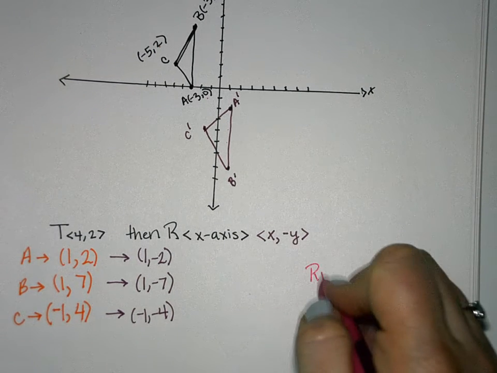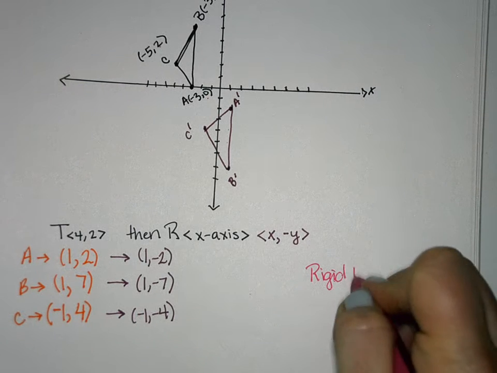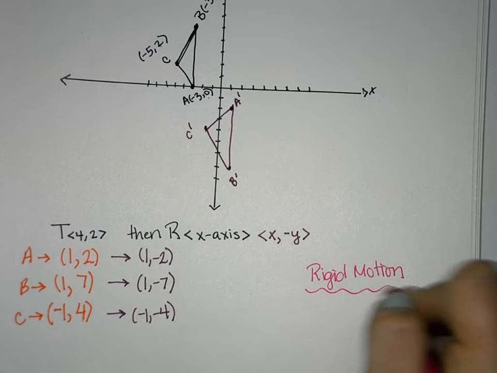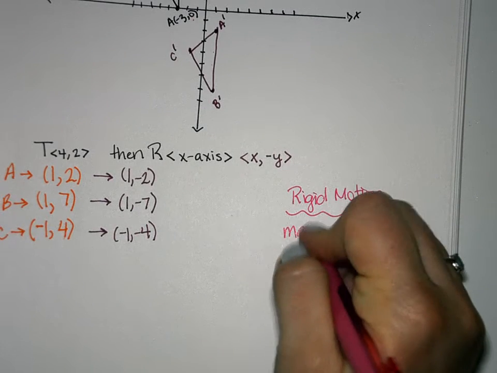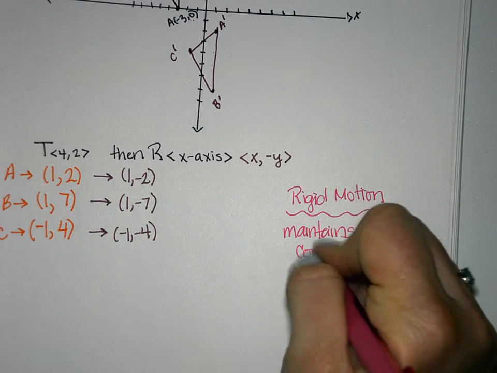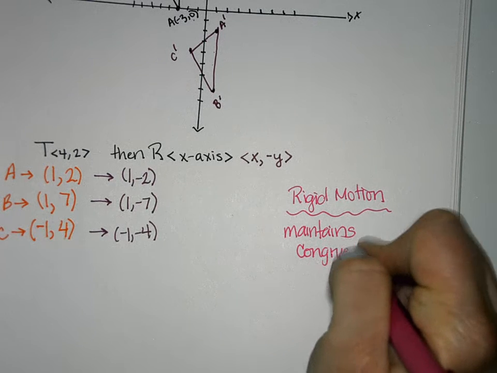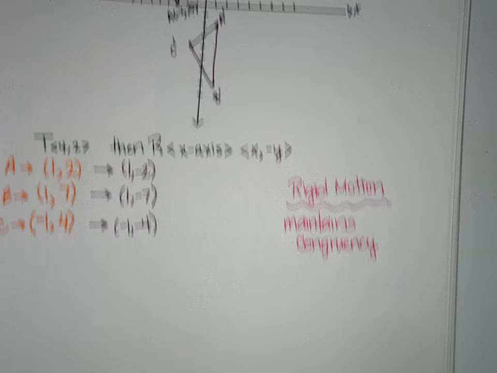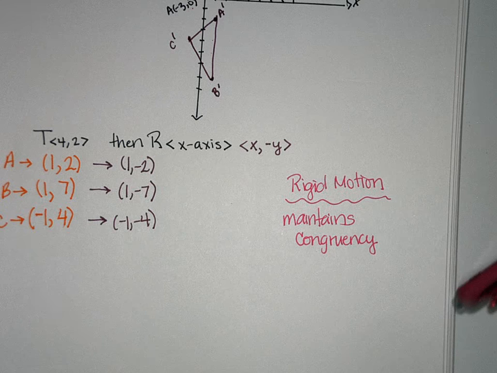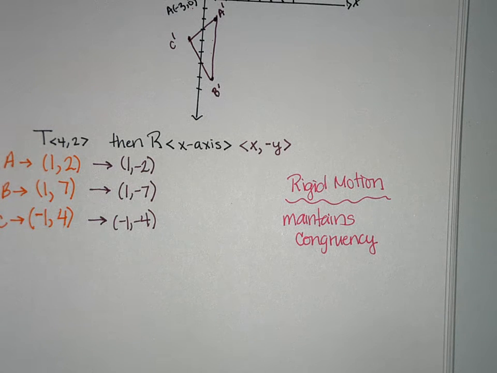So just to recap, all of these three are considered rigid motion, and something about rigid motion that you want to know is that it maintains congruency. So it'll help things stay congruent. Okay, any questions on transformations at this point?